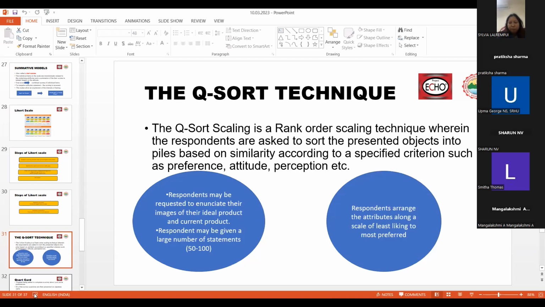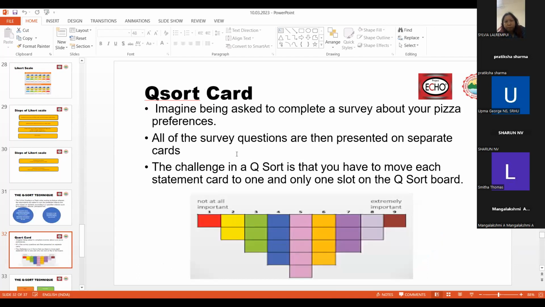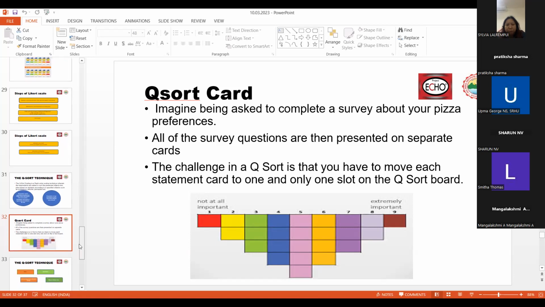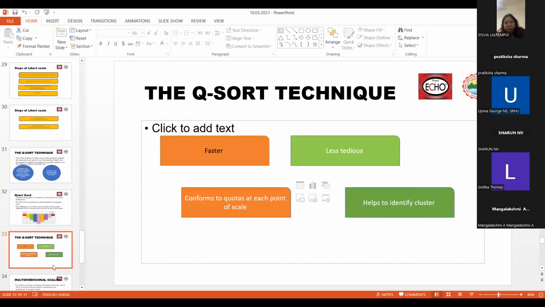Q-sort card: imagine being asked to complete a survey about your pizza preferences. This is another example. The soap is another one. All of the survey questions are then presented on separate cards. The challenge in a Q-sort is that you have to move each statement card to one and only one slot on the Q-sort board. So we have seen this all already.